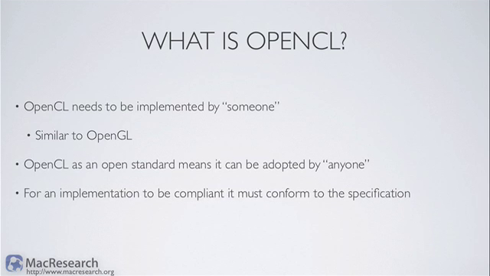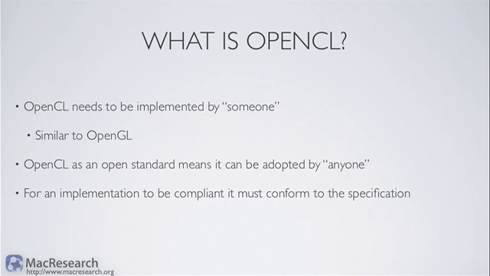Because OpenCL is really a specification, in order for you to actually use it or do something with it, it has to be implemented by someone. Somebody has to read through the specification and build up the libraries, the frameworks, and all of the resources required to actually make it work. This is very similar to the way OpenGL works as well. OpenGL is a specification, and numerous vendors, Apple included, write their own OpenGL implementations for use on their hardware and with their software.